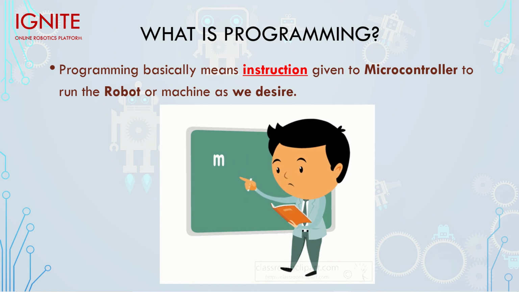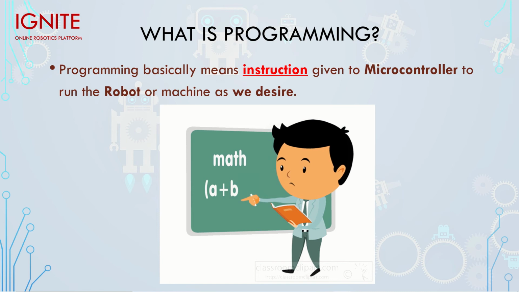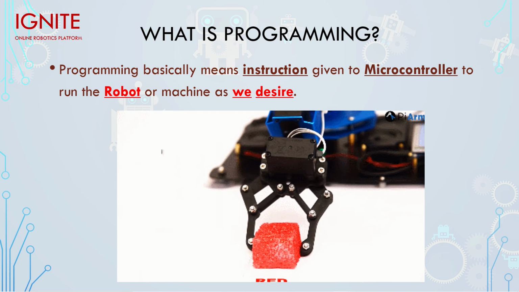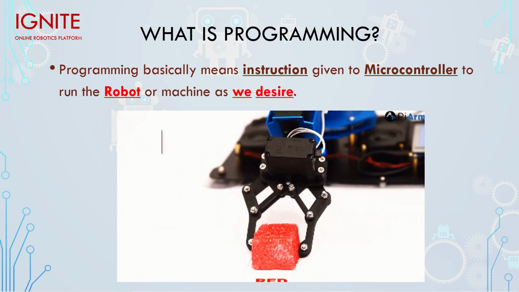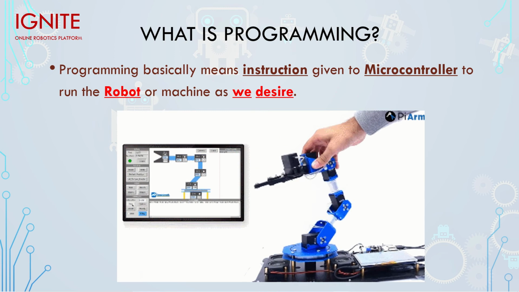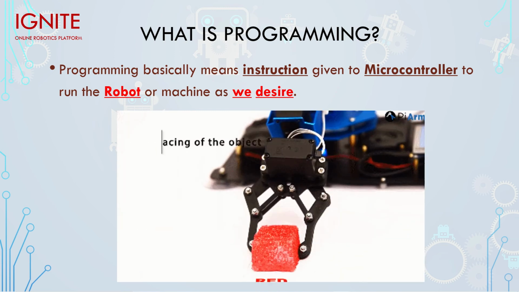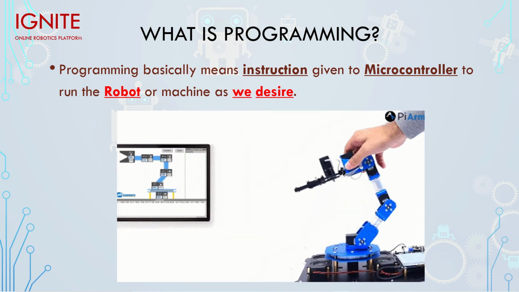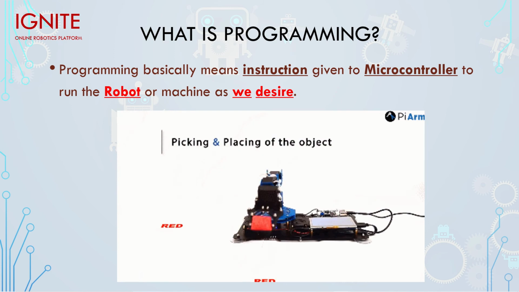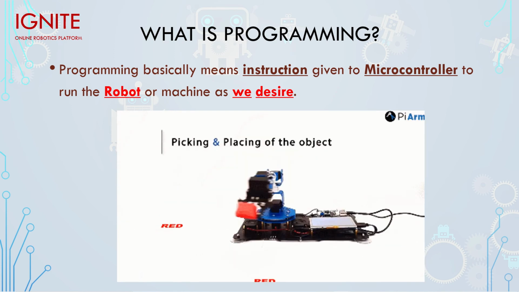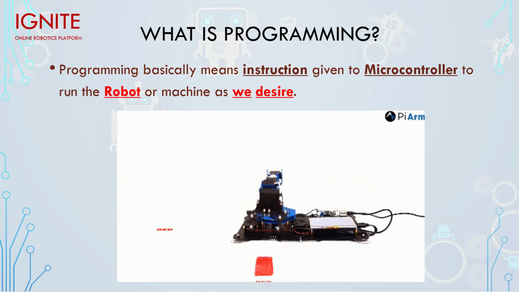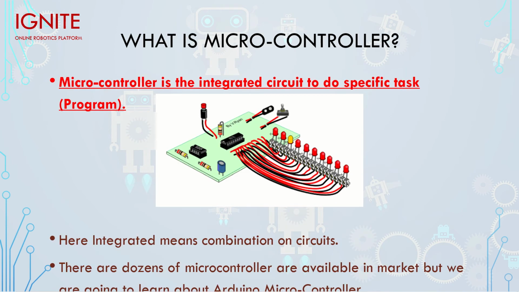But the basic meaning is to give the instruction to the microcontroller to run the robot or a machine for the desired work. Like if we want to make this type of gripper, we have given the instruction to the microcontroller for this gripper to pick and place this material somewhere else. Now this robot is following that. So what we did was the programming of this robot to do some work. That is programming. Now what is a microcontroller?